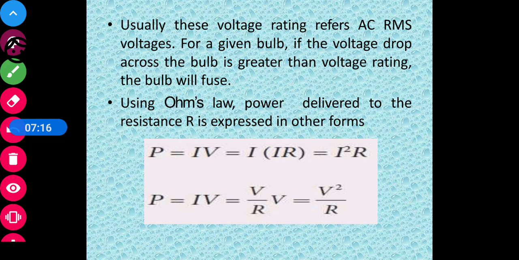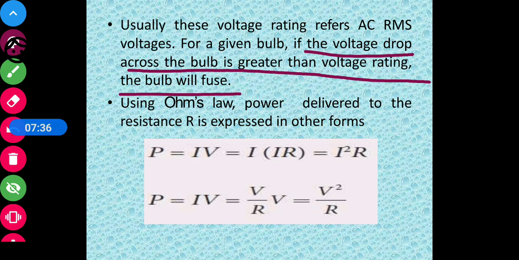Now what does it mean? Usually these voltage ratings refer to the AC RMS voltage, as we know that alternating current power is supplied to our homes. So for the given bulb, this is the power voltage rating. Now if the voltage drop across the bulb is greater than the voltage rating, then the bulb will fuse.